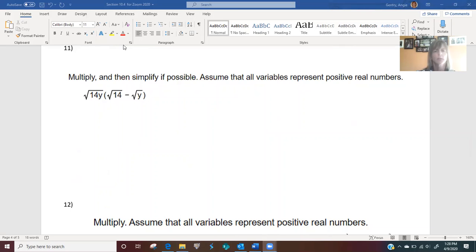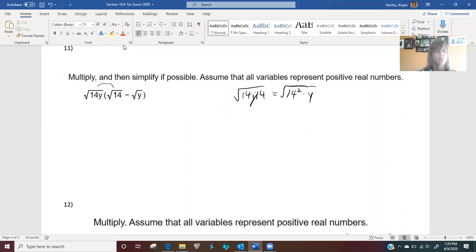Okay, what is this? Multiply and then simplify if possible. What we're doing right now is we're always assuming that any variables represent positive real numbers, or you would end up with possibly having to deal with absolute values. Square root of 14 times y times square root of 14. This is like, you could take the 14 times 14. Do you see that that would then be 14 times 14? And you know, I don't care what number that is. I'm going to write it like this because that's what I want.